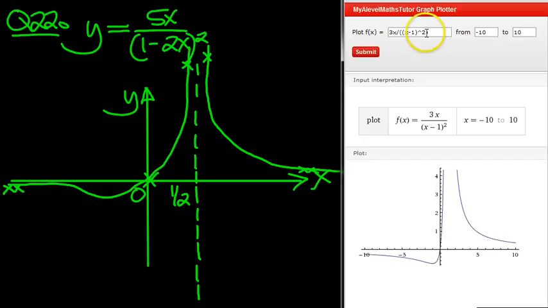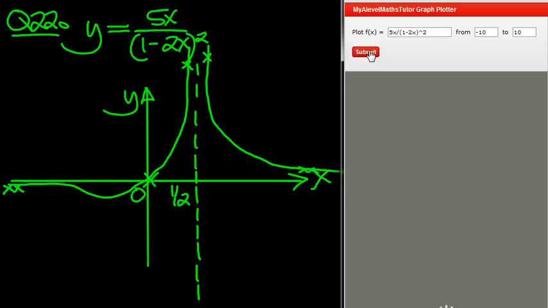Let's go and have a look at it on the sketch. So it's 5x over 1 minus 2x squared. 5x divided by brackets 1 minus 2x up arrow 2. Let's see if it's interpreted that correctly. From minus 10 to 10.